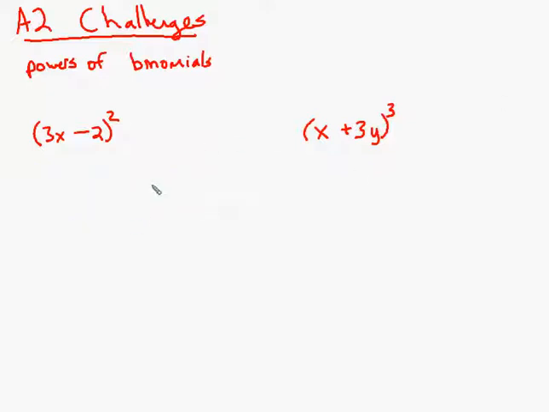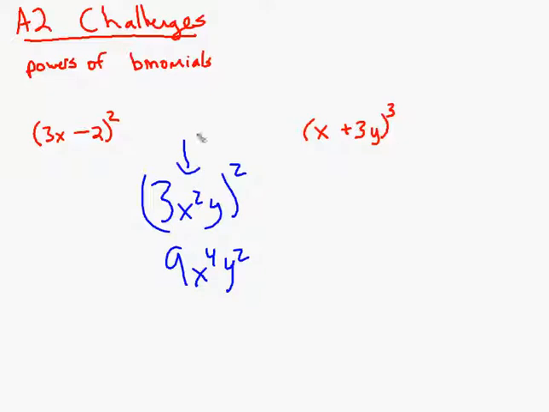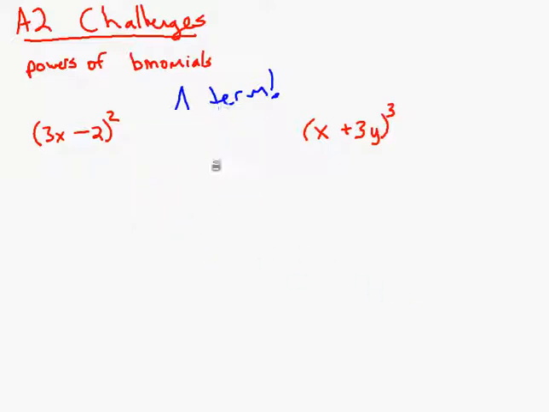You might think, oh, well, Mr. Kane, if I had this, we did this, 9x to the 4th y squared. But how many terms is in here? This is one term. And I'm not distributing this. I'm doing power to a power. Okay, so that is a lot different than this situation right here. We have more than one term, and it's not power to a power.